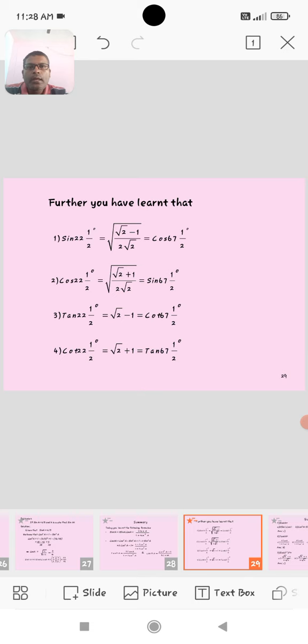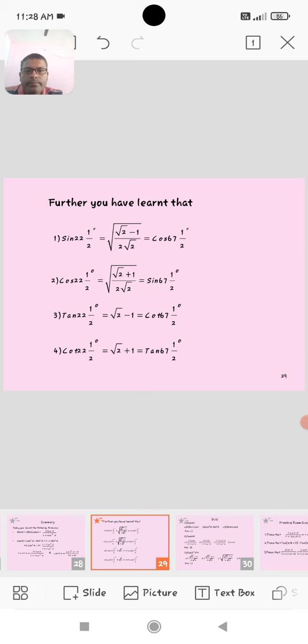Further, you have to learn that sin 22 and a half is equal to root of (2 minus root 2) by 2, which is equal to cos 67 and a half. Cos 22 and a half is equal to root of (2 plus root 2) by 2, which is equal to sin 67 and a half. Tan 22 and a half and also cot 67 and a half is equal to root 2 minus 1. Cot 22 and a half and tan 67 and a half is equal to root 2 plus 1.